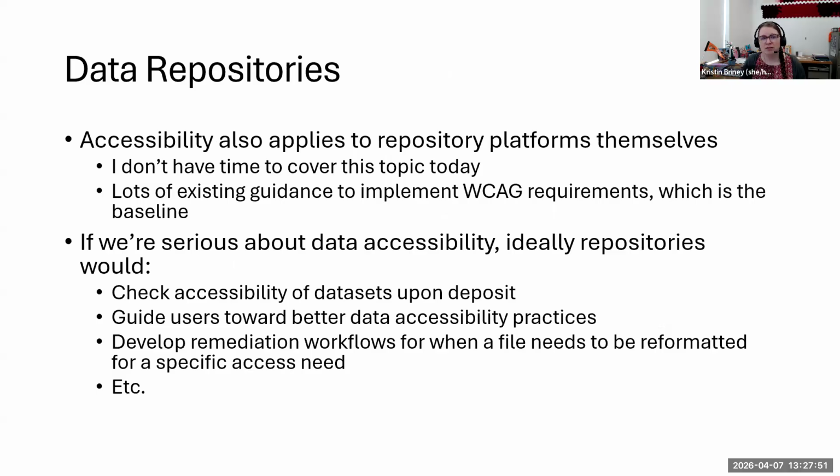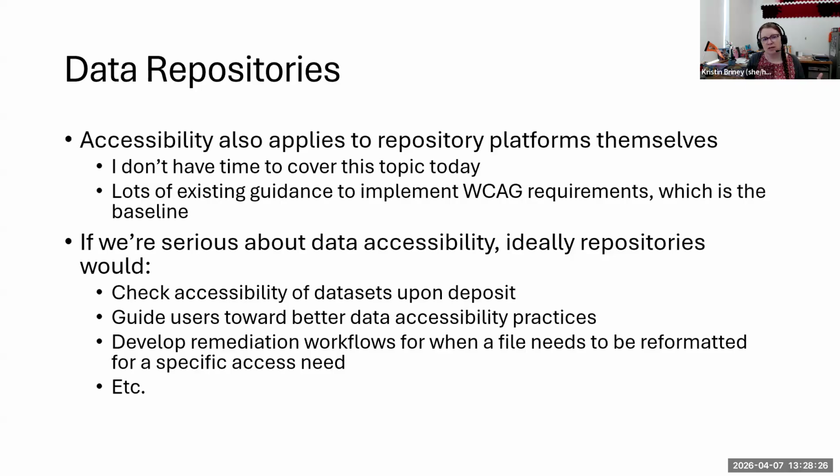I do briefly want to mention data repositories as part of this. I don't really have time to cover this today, but it will be in the RDAP report that is released next month. The good news is when it comes to online platforms, there's a lot of guidance that exists, starting with the WCAG requirements, which is kind of like the baseline, the threshold that you have to meet, but there's more available than that. So the good news is online infrastructure has guidance, data, not so much. But we can start thinking about how we might integrate data accessibility into our repositories.